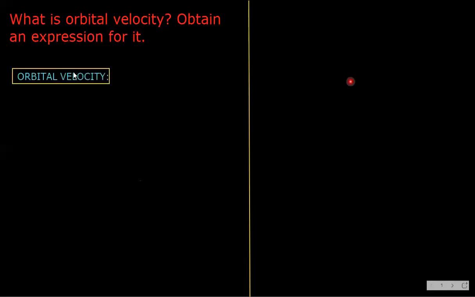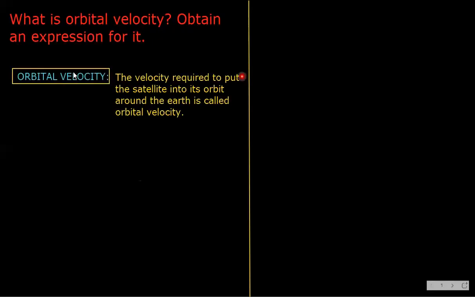Now, first of all, definition. What is orbital velocity? The velocity required to put the satellite into its orbit around the Earth is called orbital velocity. Okay, around the Earth, whatever velocity is required to put the satellite in one particular orbit, we can say that is orbital velocity. Now, expression.